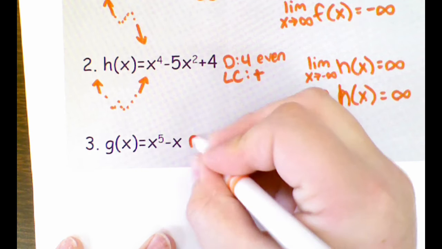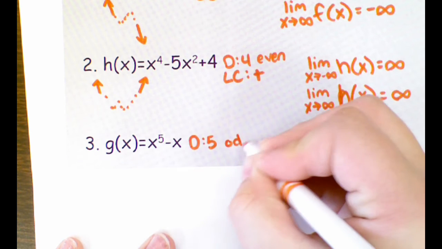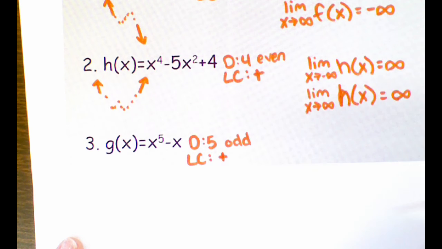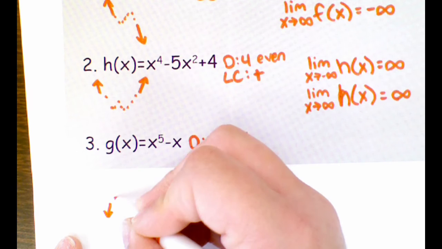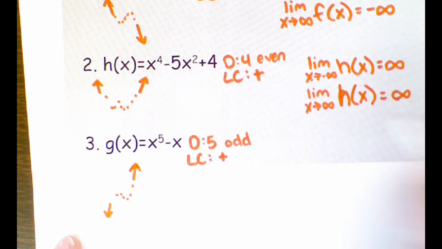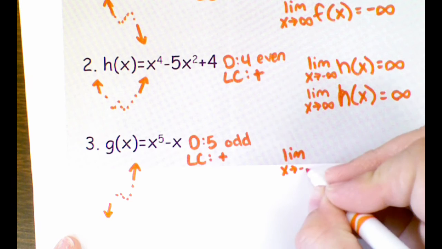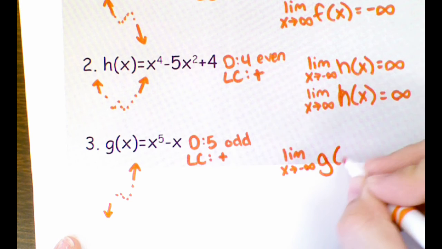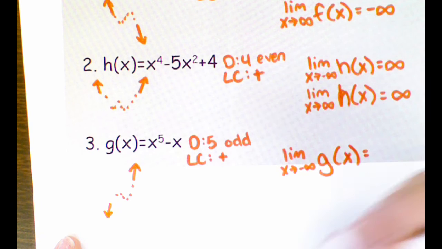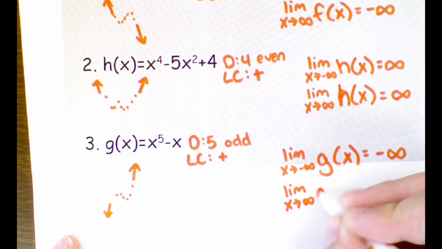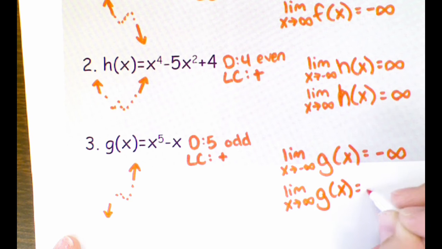And g of x equals x to the 5th power minus x. Well, our degree is 5, which means it is odd. Our leading coefficient is again 1, which means it's positive. Odd with a positive goes down on the left, up on the right. So the limit as x approaches negative infinity of g of x, the left side goes down, so negative infinity. And the limit as x approaches infinity of g of x is infinity because the right side goes up.